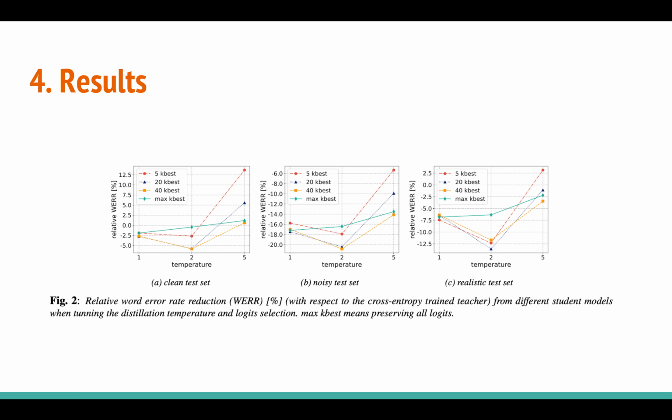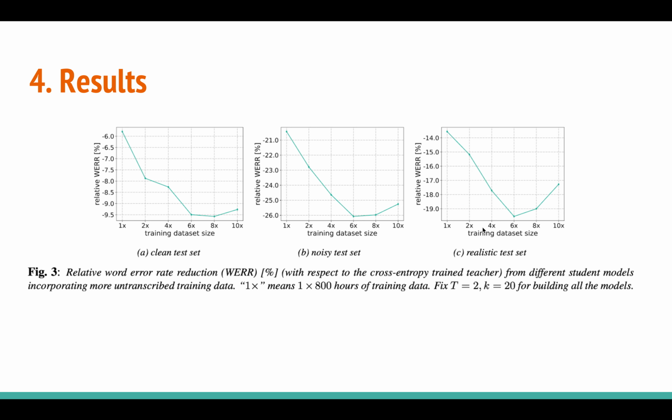And same thing with noisy test data, they show 40 is better, and here they show for realistic test data 20 is better, right? Then at the end they have one more plot where they are actually increasing the training data.